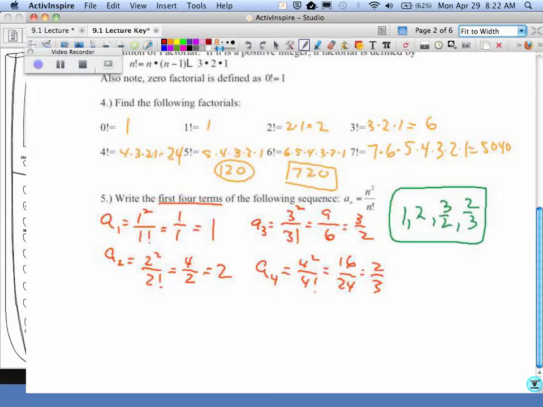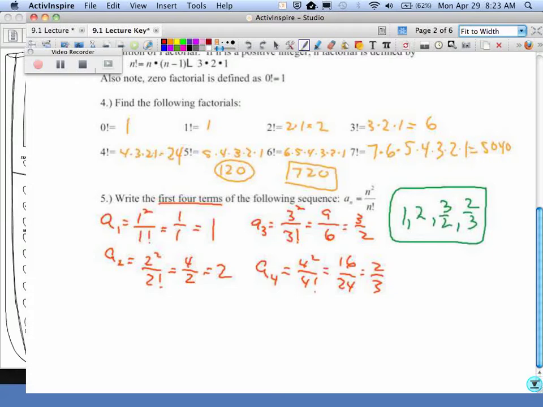The square jumps. In the beginning, I have 1 over 1. They're identical, right? A sub 2: 2 squared is 4, 2 factorial is 2. So all of a sudden, the n squared term is out in front, right? Because the number on top is clearly larger. Then a sub 3, I still have 9 over 6. It's still larger. A sub 4, 16 over 24. Now there's a change, right?